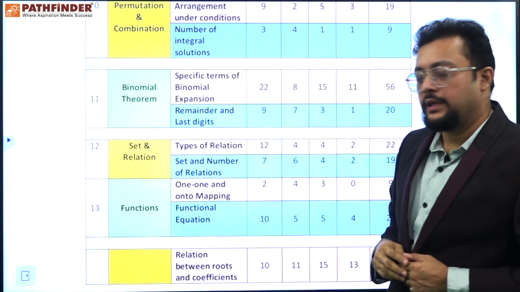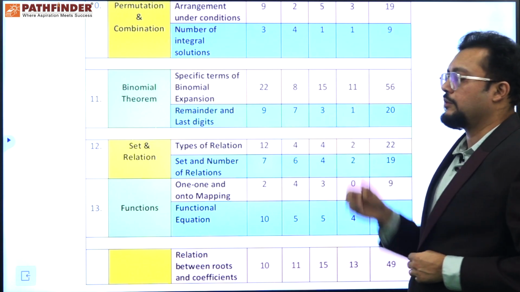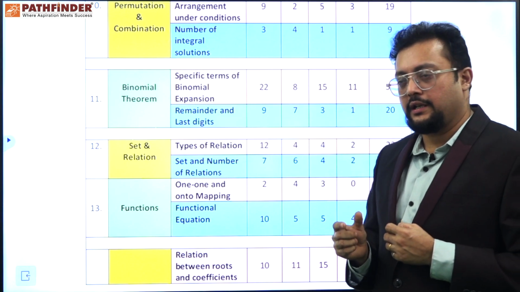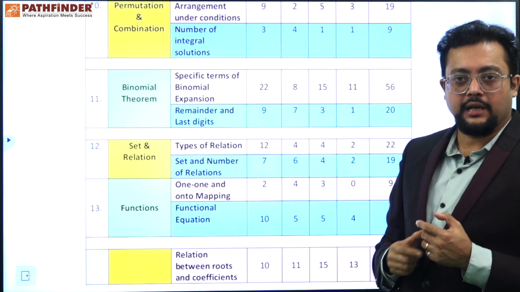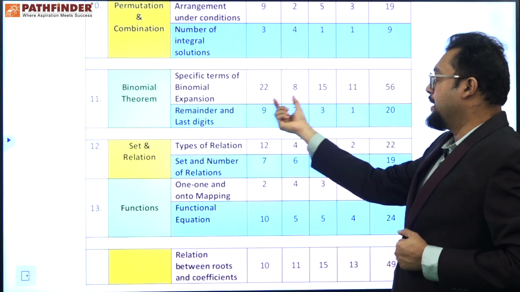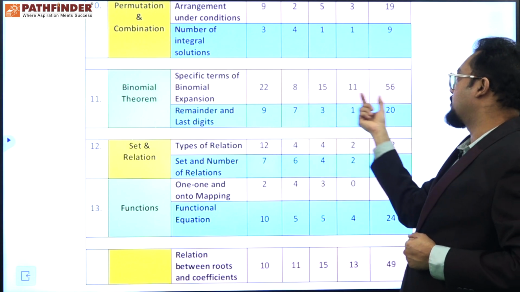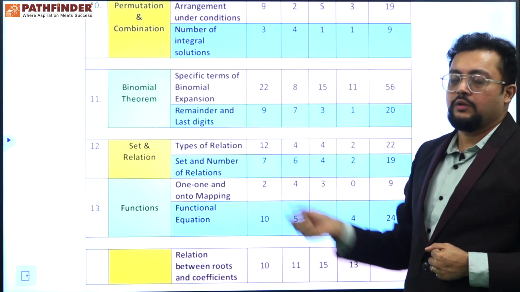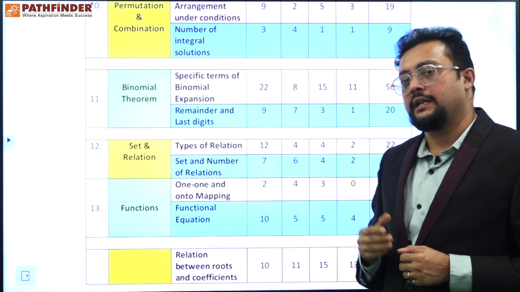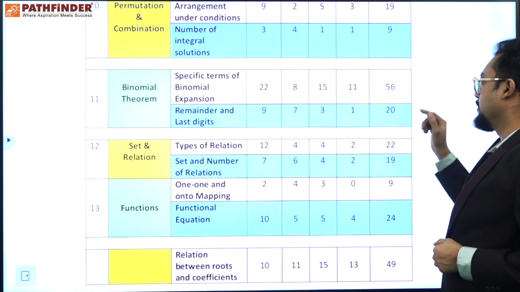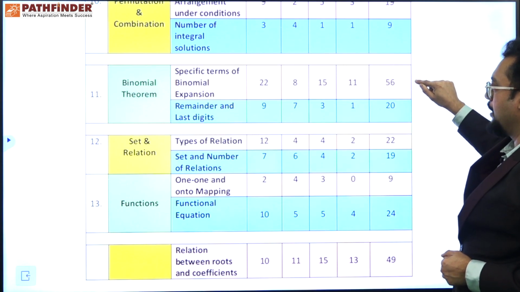Then comes binomial theorem. In binomial theorem, finding out a specific general term or middle term, or independent of x, those problems form the majority. Also remainder, last digit and divisibility problems are also there, which are 20 in number.